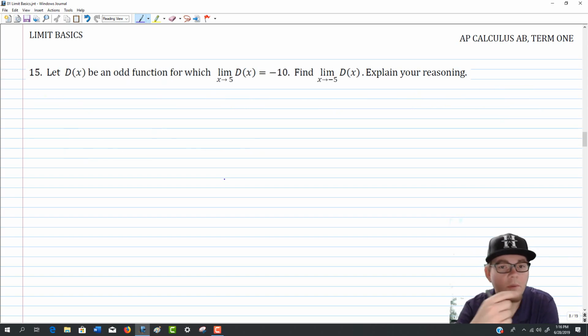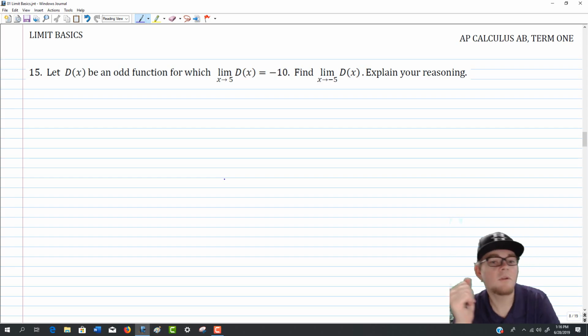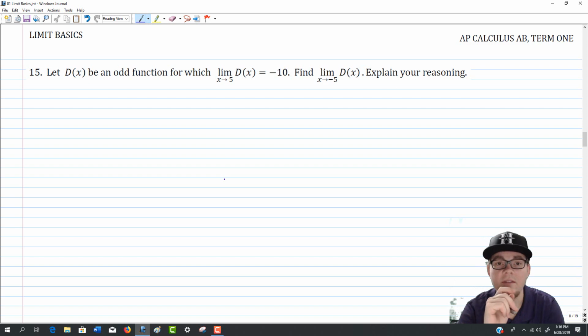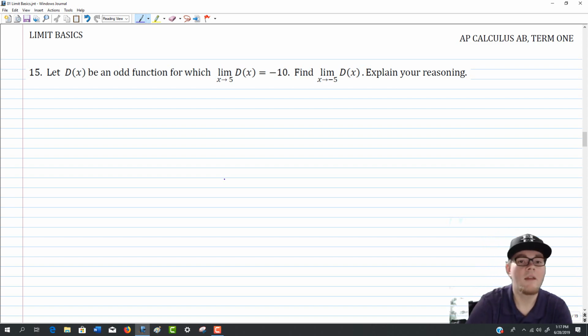Likewise, in question 15, we pull the same kind of trick. This time, though, we're talking about an odd function, d of x, where the limit as x goes to 5 of d of x is equal to negative 10. Thinking about the same kind of breakdown and the same process, let's think about what it means.